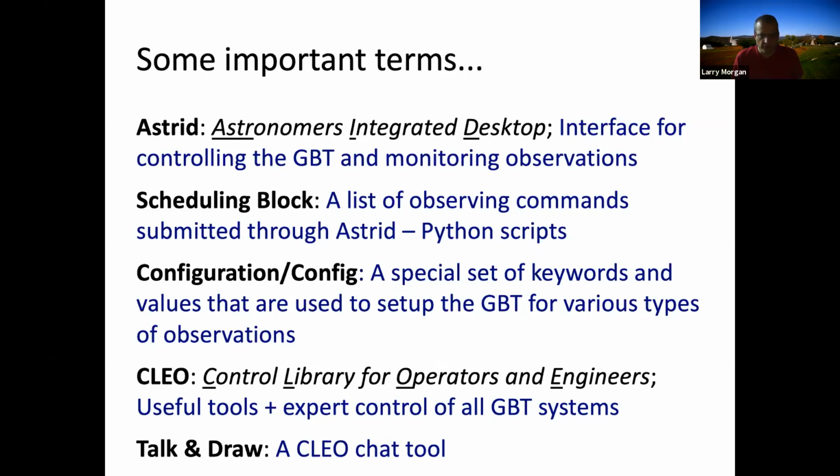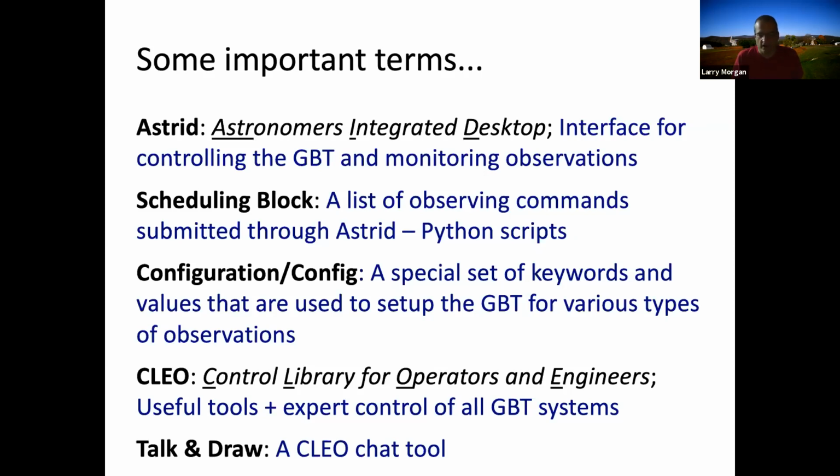I'm going to be talking about scheduling blocks, which I'll probably use interchangeably with scripts, which is just our list of observing commands submitted through Astrid, which is written largely in Python. And the scheduling block will often contain a configuration, which is the set of parameters you are sending to the GBT to set it up for your type of observation.